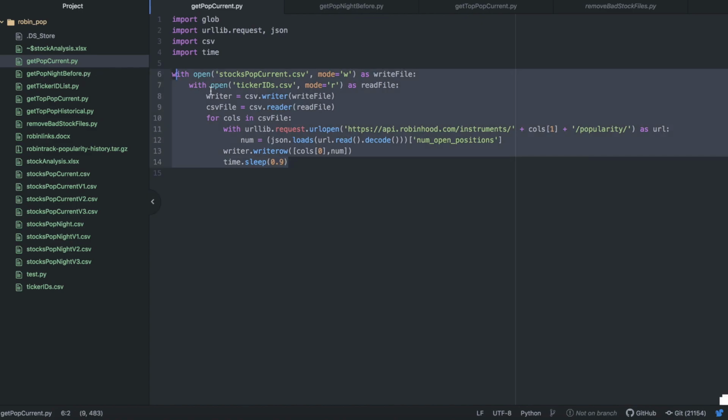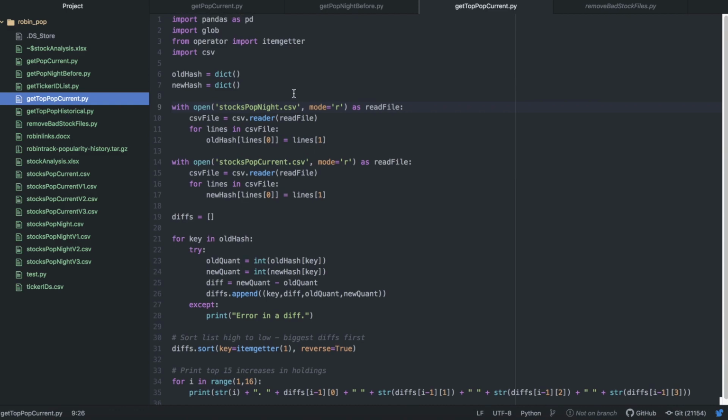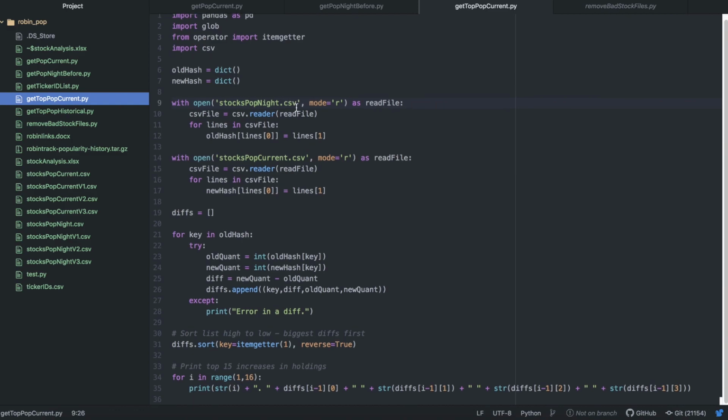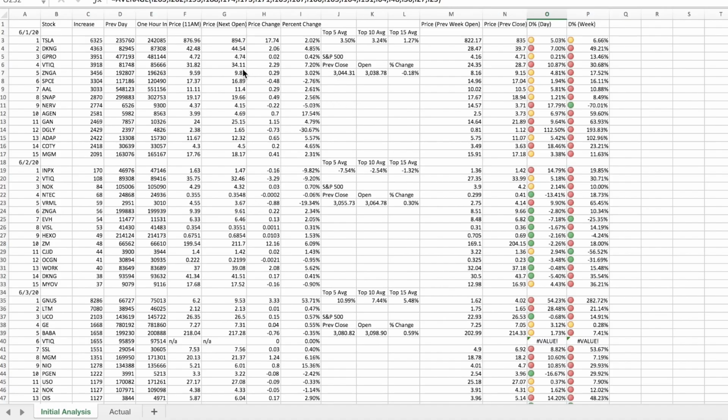I created a different script so I didn't accidentally overwrite the CSVs, because I wouldn't be able to get one back from the night before. And then the final script is what compares the two CSVs and sees which have the biggest differences. I could have automated more of my analysis, but it didn't seem worth the technical effort. So here you can see the analysis that I did manually.